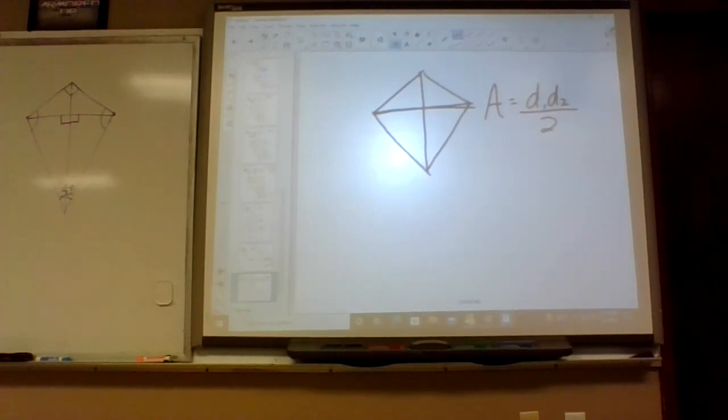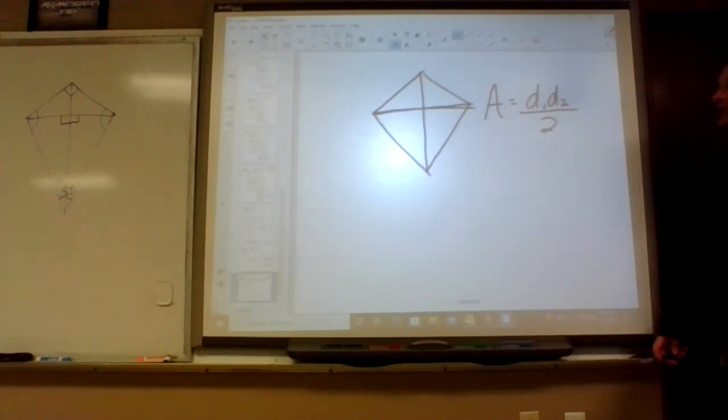Is that the average of the diagonals? No, because you're multiplying them instead of adding. When you average things, you add them together and divide by two. So this is not the average, it's different. So anyway, you do diagonal times diagonal divided by two.